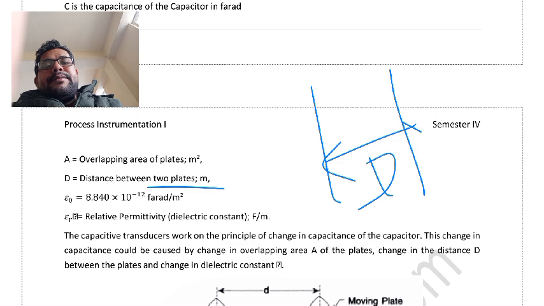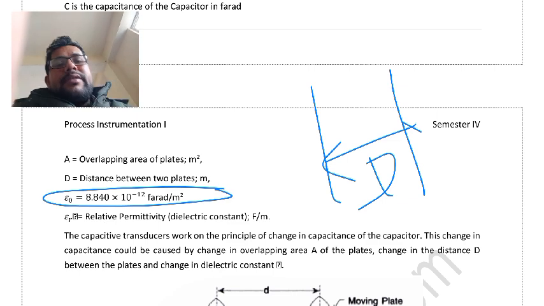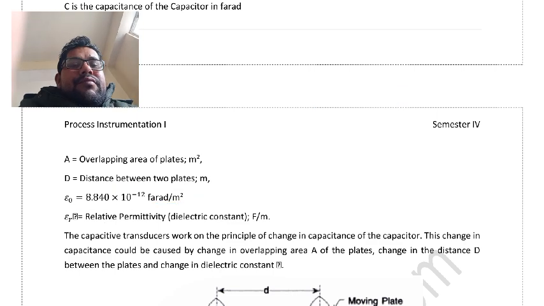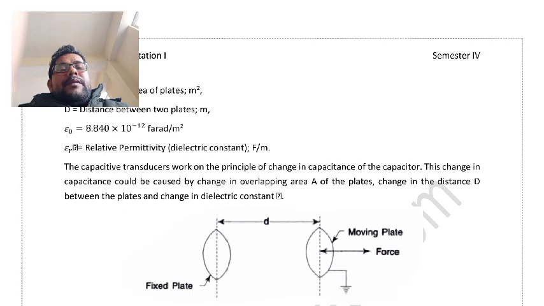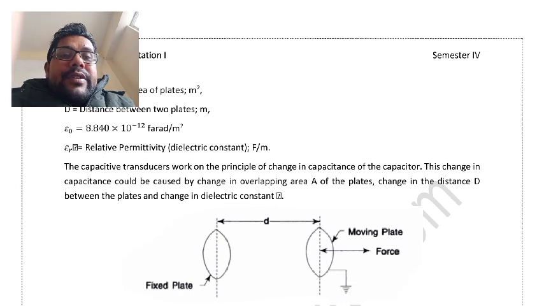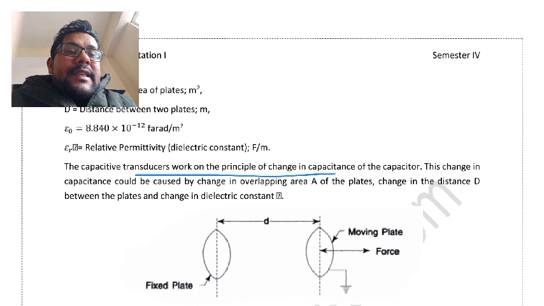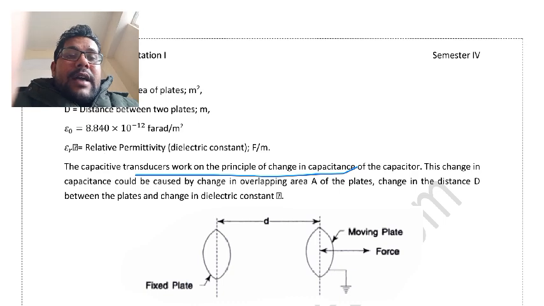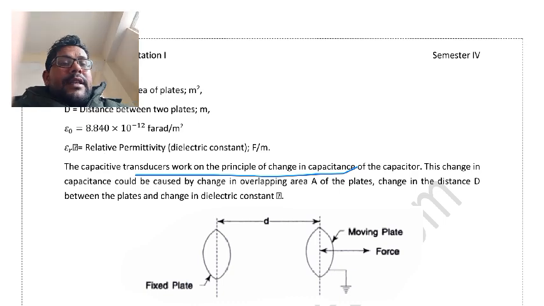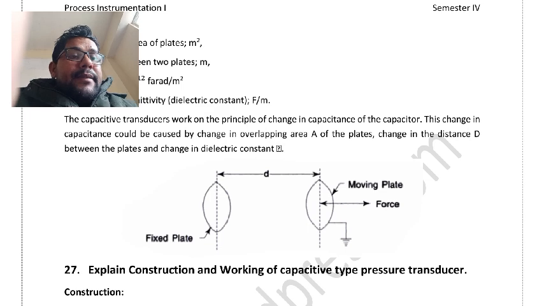Epsilon is a constant. Epsilon_r is the relative permittivity, the dielectric material constant. Capacitive transducers work on the principle of change in capacitance of a capacitor. This change in capacitance could be caused by a change in the overlapping area, meaning the overlapping area of the plates, or the distance between them.